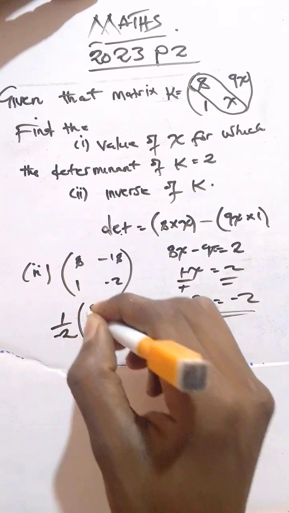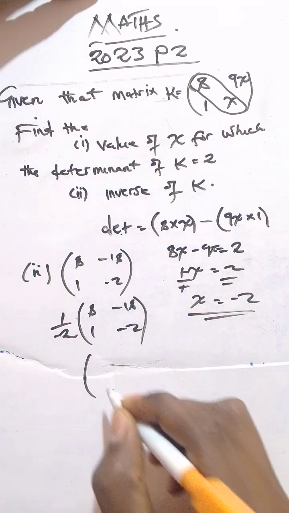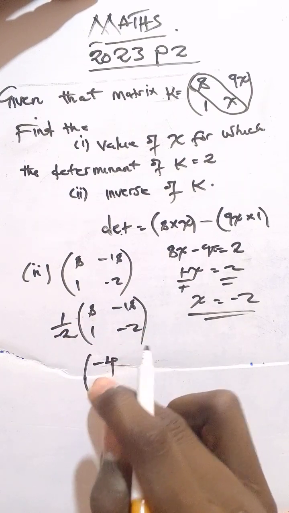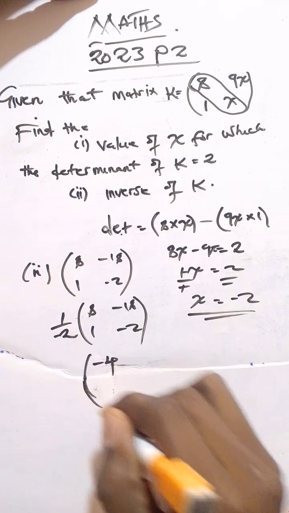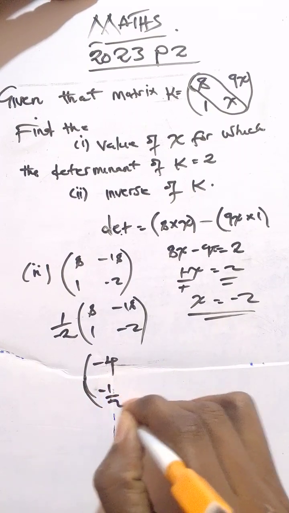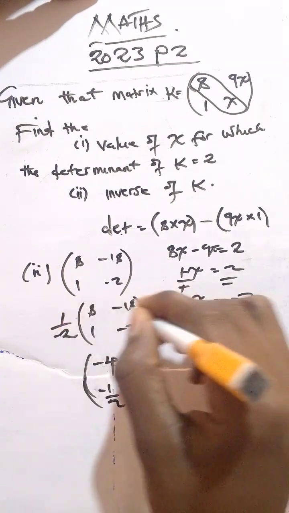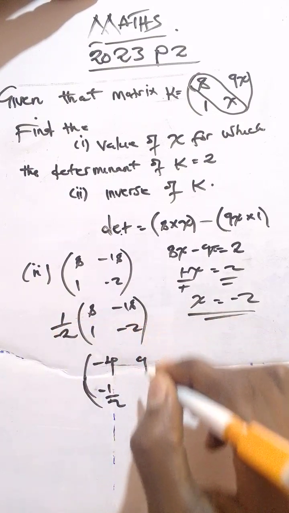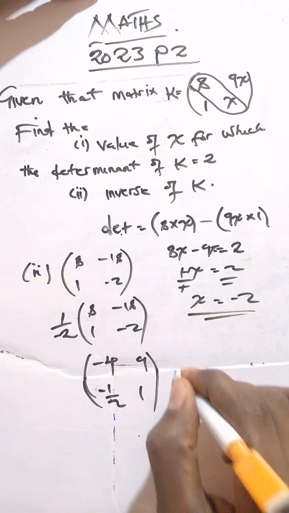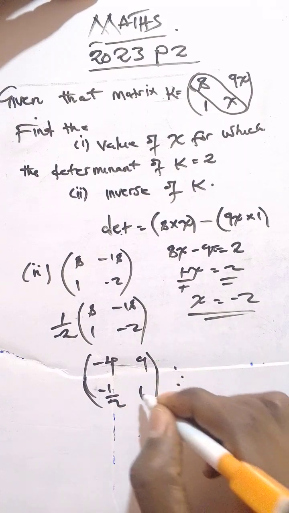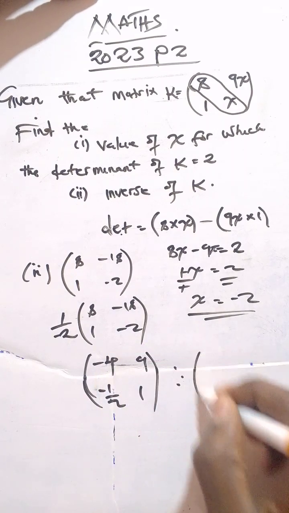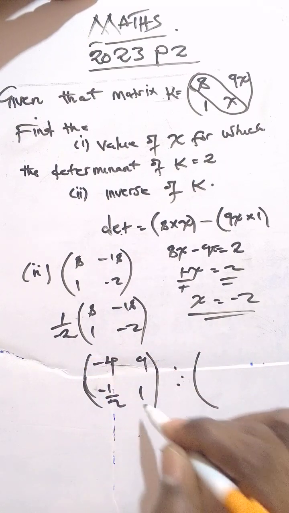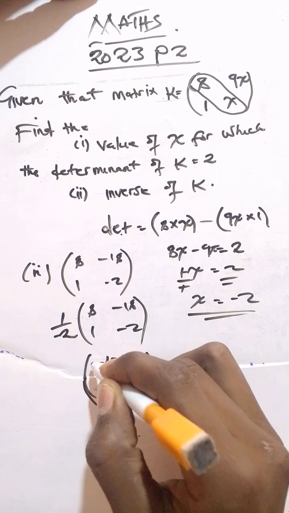So if you multiply the half of 8, we're going to get negative 4. Then here, negative 1 over 2. Then negative half times 18, we're going to get positive 9. Then the half of negative 2, it's 1. Therefore, we'll say this will come this side. So we interchange the numbers in the major diagonal. What will happen is that this number will interchange with negative 4.